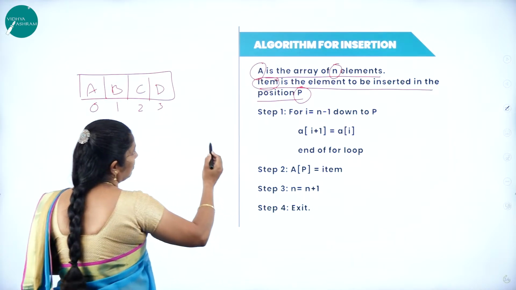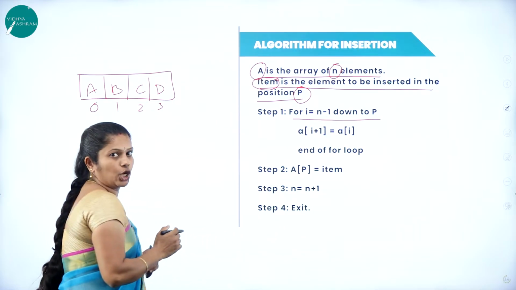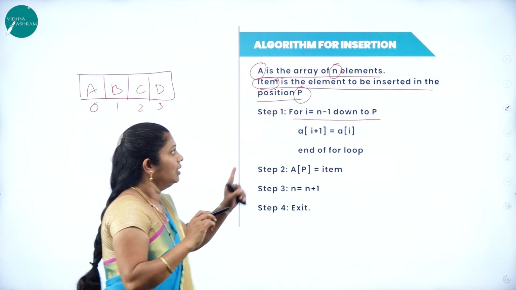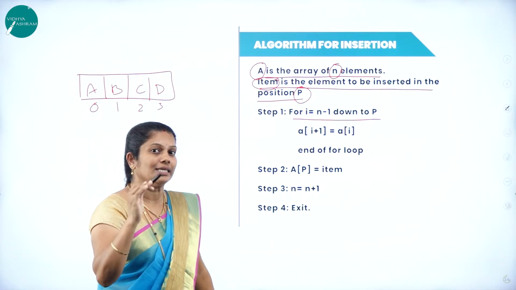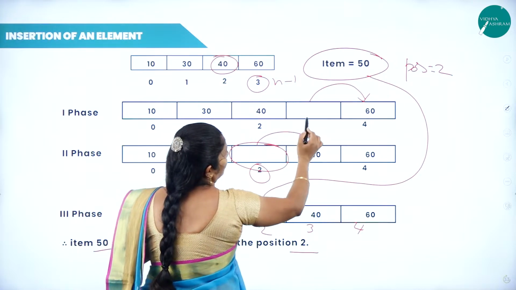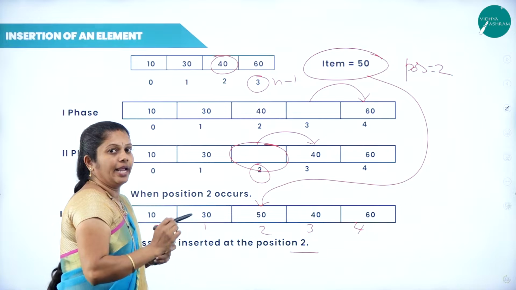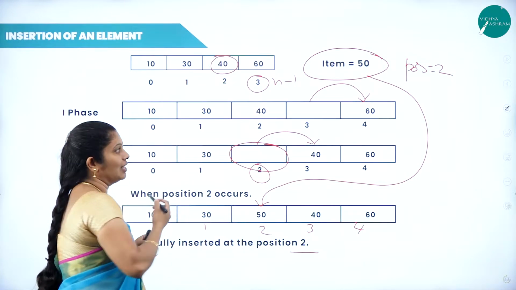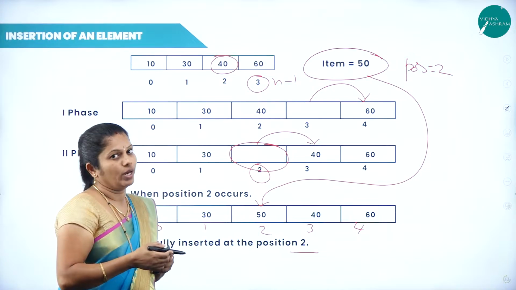See, first step, in step 1, we have to mention for I equals n minus 1 down to position. We are not increasing here. If you observe the previous problem, first we shifted the third element to the fourth position, then the second element to the third position. It means that we are decreasing the values. First 3, then 2 and then 1 and then 0. Like that we are shifting.